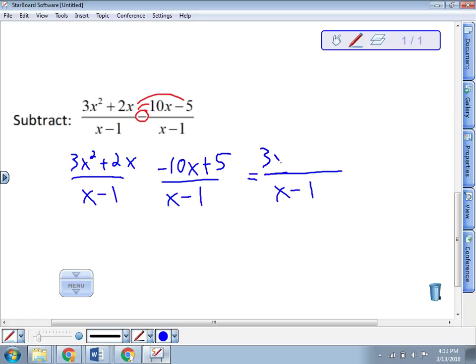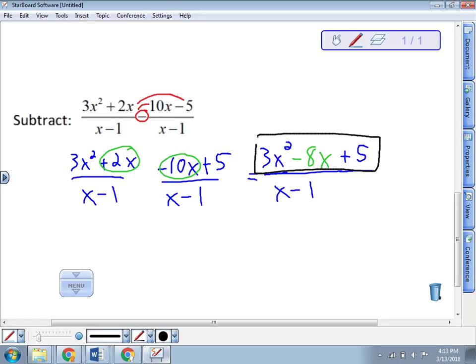So we're going to have a 3x squared. I've got like terms here. I've got a plus 2x and minus 10x, so it becomes minus 8x, and then I've got my plus 5. So am I done? No. This right here is a trinomial. Anything that can be factored, we need to factor. So that can be factored using that tic-tac-toe method that we've been using.